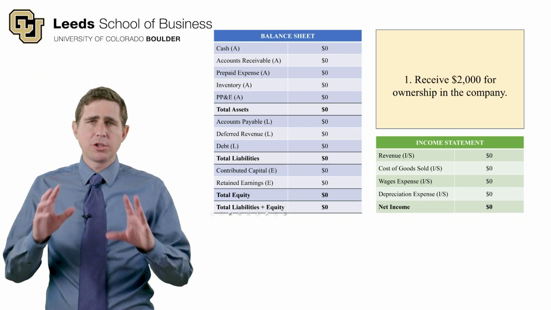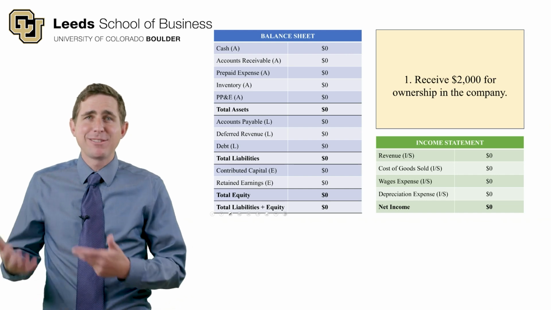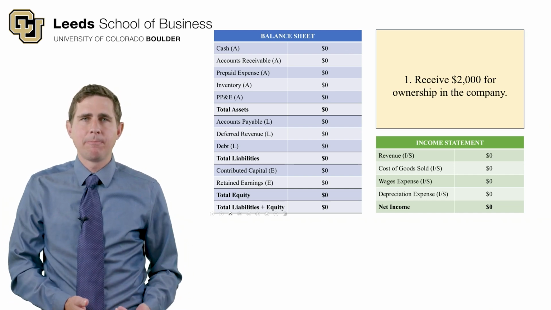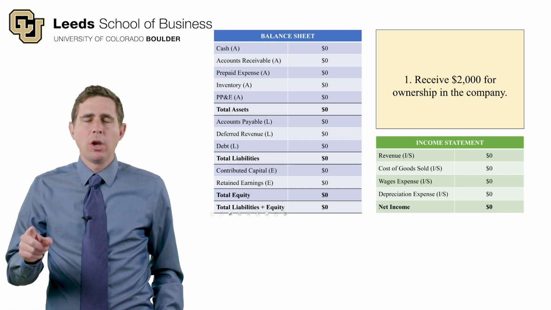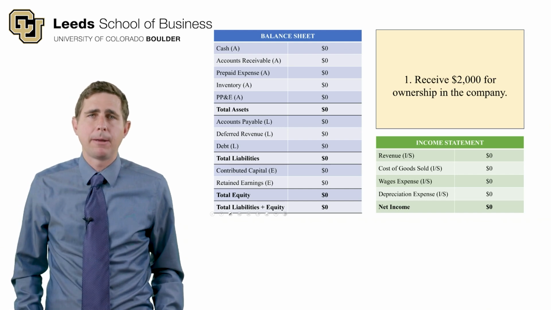So what will happen is the transactions are going to appear in this yellow box here. We're going to analyze the transactions and decide how they should affect the balances that we see on the balance sheet and the income statement. Let's go through this first example, which is receiving $2,000 in return for ownership in the company.